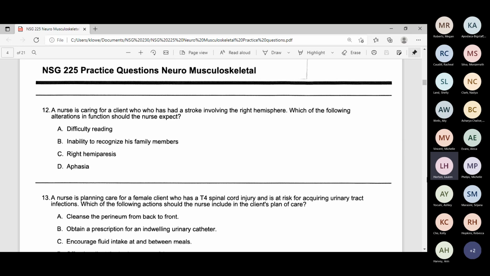Yeah, so inability to recognize family members. And NCLEX, they really like right and left hemisphere. We could rule out right hemiparesis because we know that if there's an injury on the right hemisphere, it would affect the left side of the body. So it helps to know what types of injuries are associated with the left and right hemisphere.